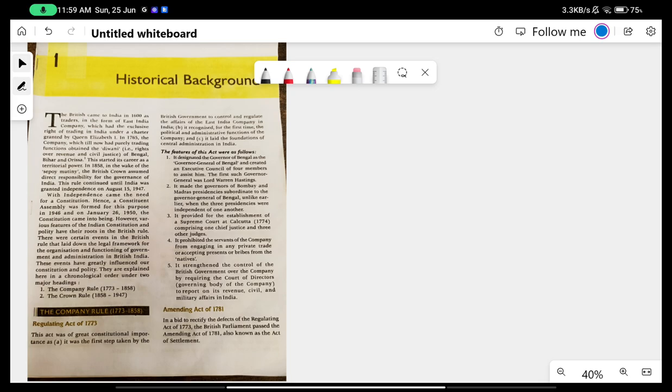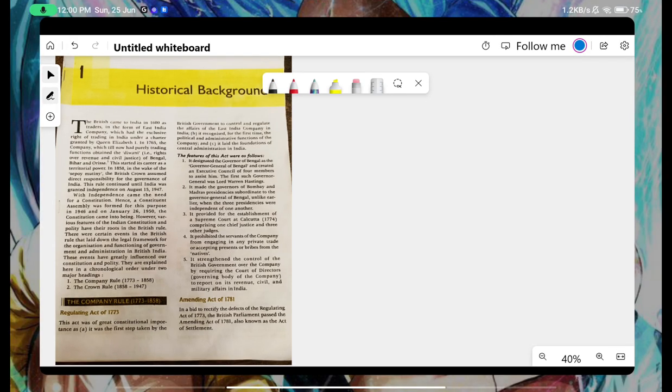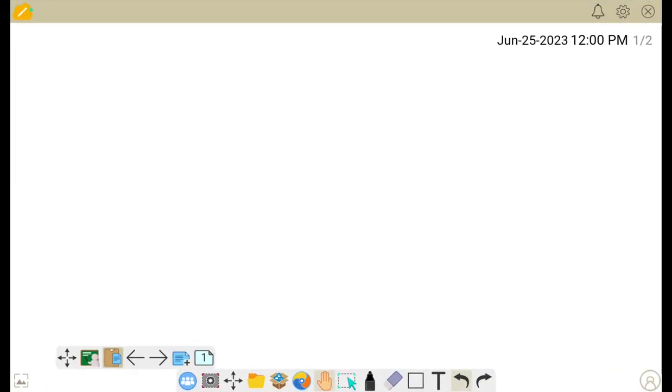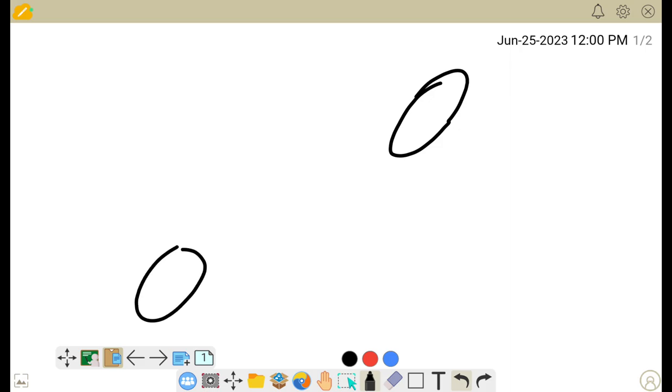Moving on, now let's discuss the features of the Regulating Act. First, it designated the Governor of Bengal as the Governor General of Bengal. Now I need to tell you something beforehand. I think we need to discuss it before that. This here is, let's say, the Bengal Presidency. This here is the Bihar Presidency. And this here is the Bombay Presidency, and this here is the Madras Presidency.